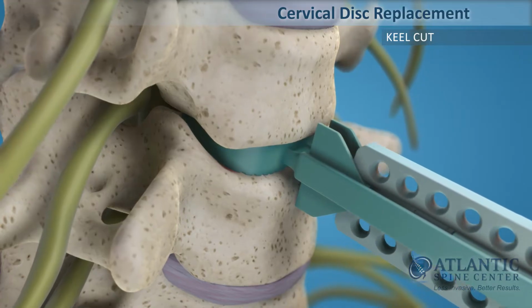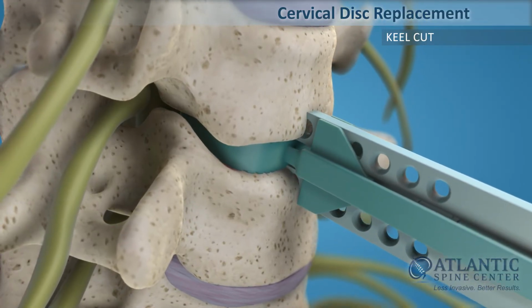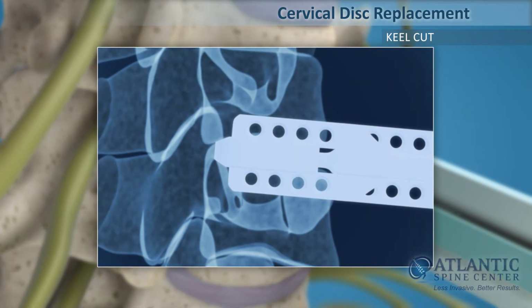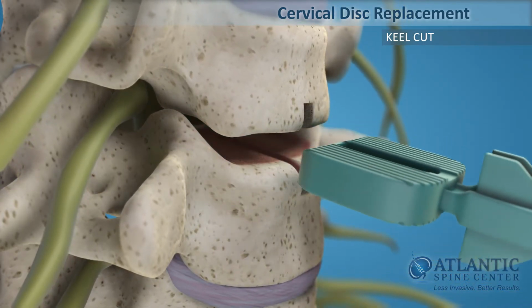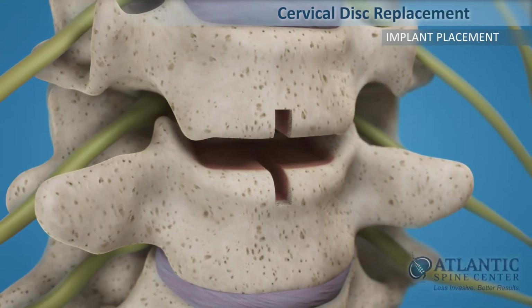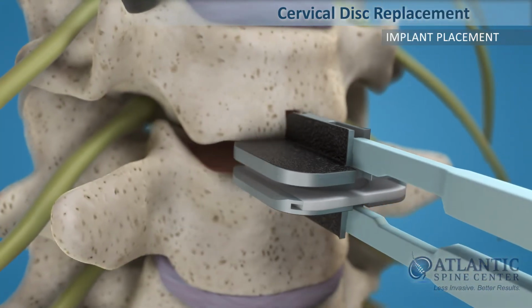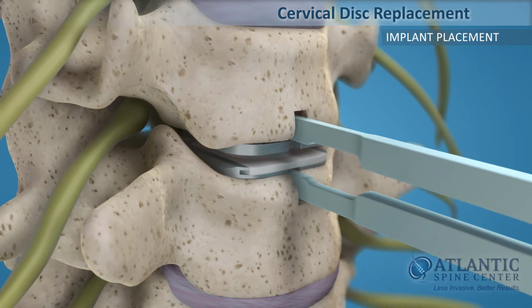Then the keel cuts are performed for enhancing implant stability. A suitable size implant is placed using the inserter, aligning the keels with the keel cuts.